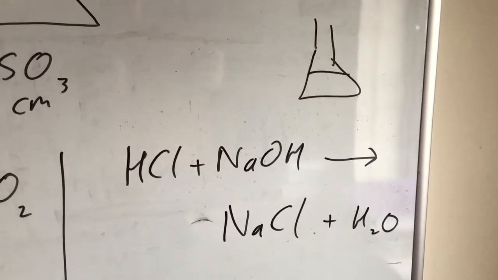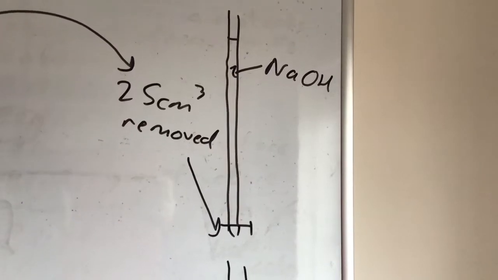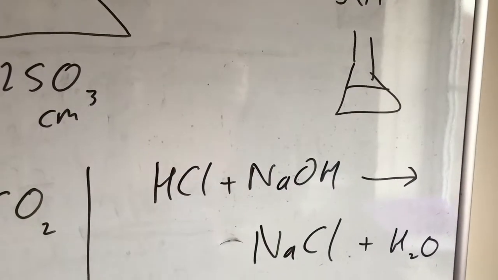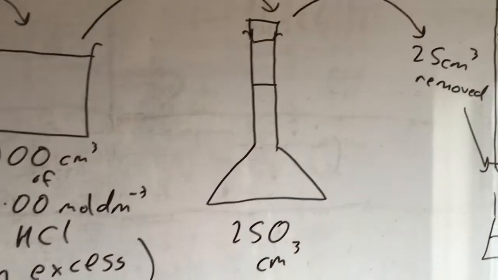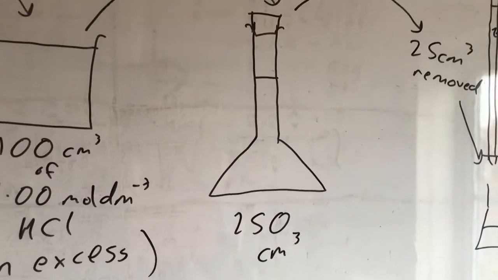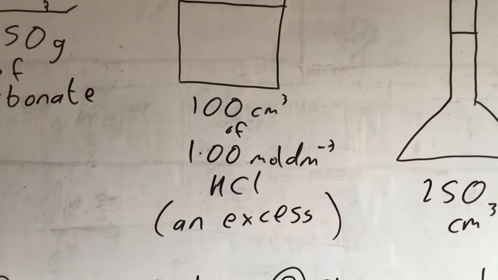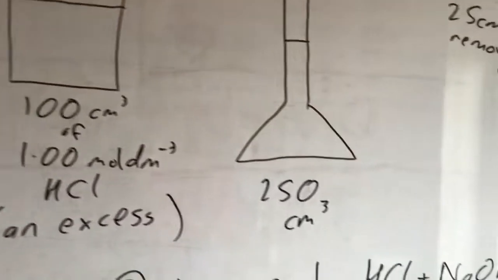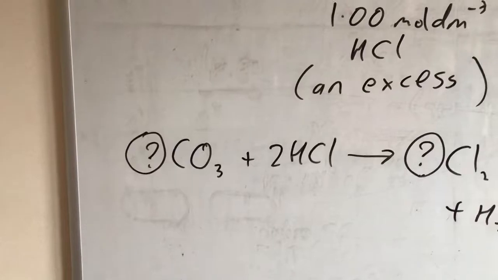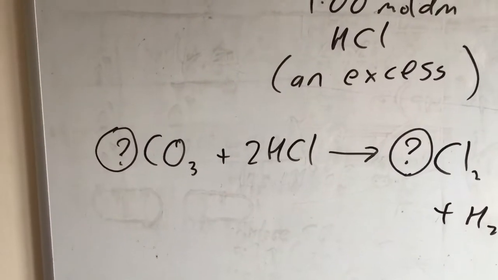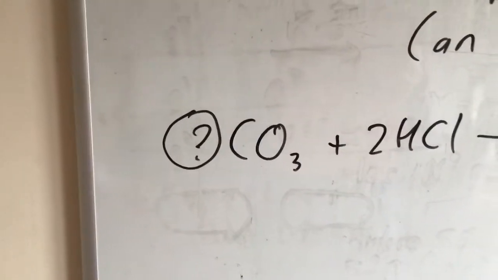So the philosophy is that if we know how much sodium hydroxide was needed to neutralise the excess acid, we know how much acid was left over after the reaction with the carbonate, and if we know how much acid we added in the first place and how much was left over, the difference is what reacted with the carbonate, and therefore we can use mole calculations to find out the identity of the carbonate.